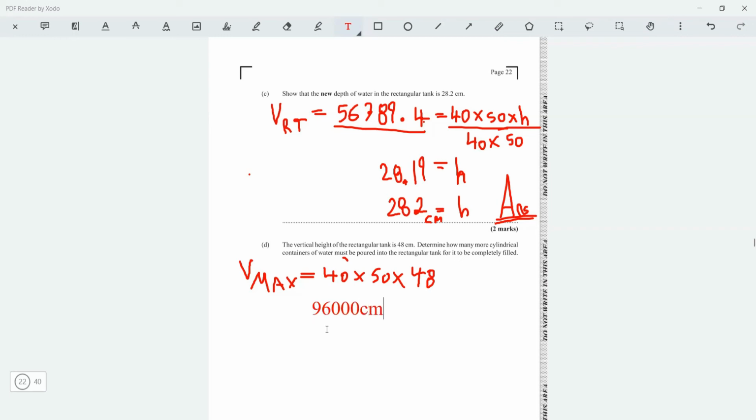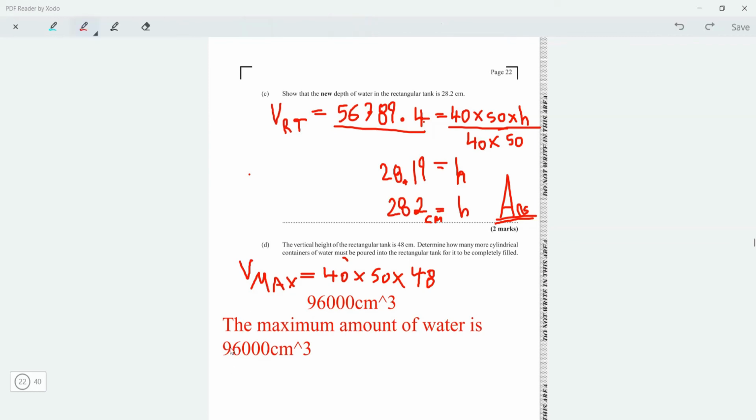What that means is the maximum amount of water that can be held is 96,000 centimeter cube. Now, how much is there currently? 56,389.4. So how much water does it need to be filled? I'm going to call it volume remaining, VR, the volume that remains that we need to get.